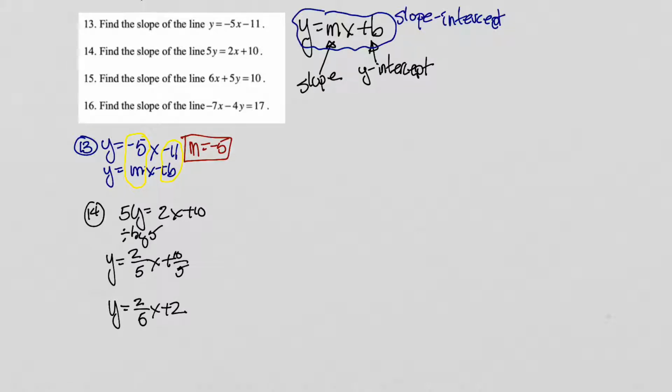And now you can see that that multiplier of x is 2/5, so we can claim that m is equal to 2/5.